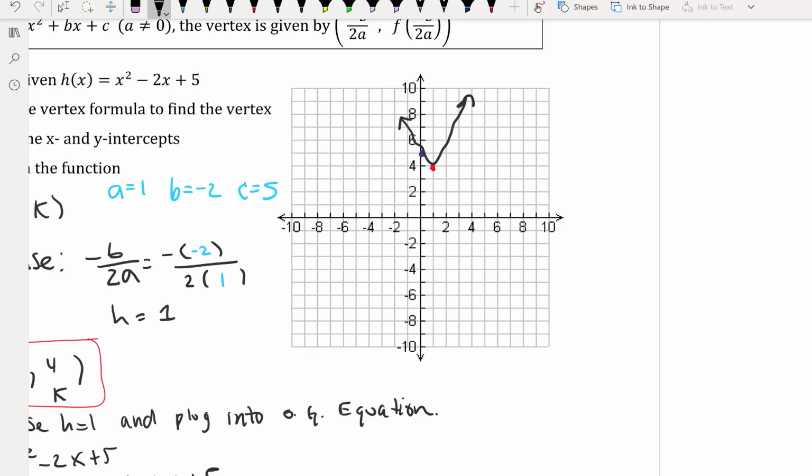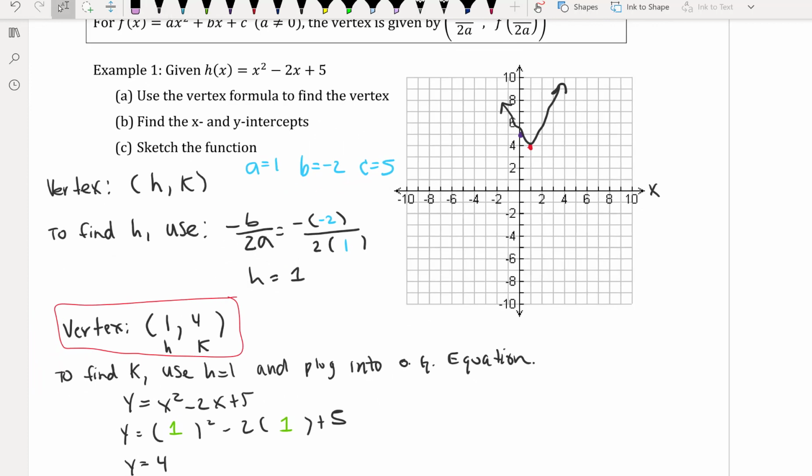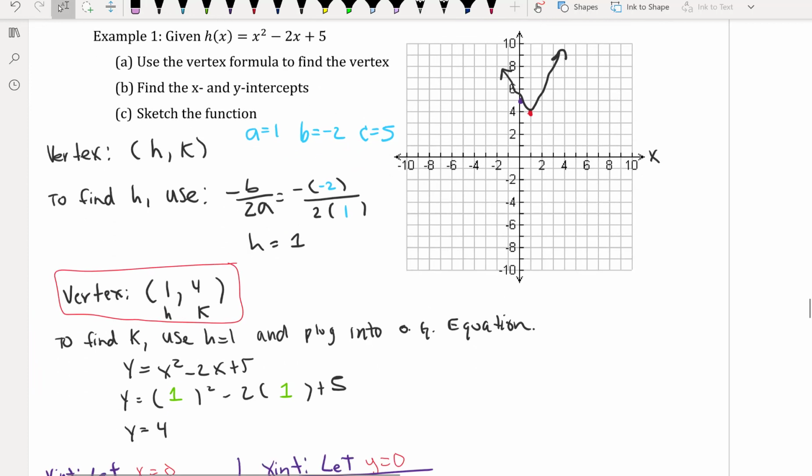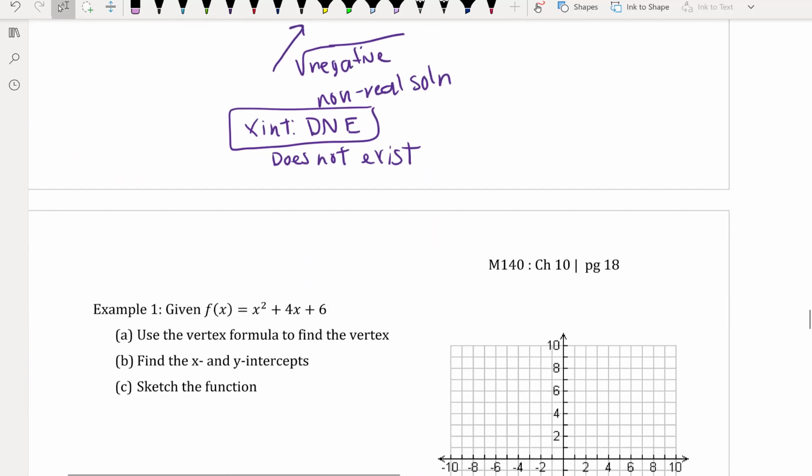Notice how this parabola does not have any x-intercept. It does not hit the x-axis anywhere, okay? So that is why this particular graph does not have any x-intercepts. They do not exist. All right.